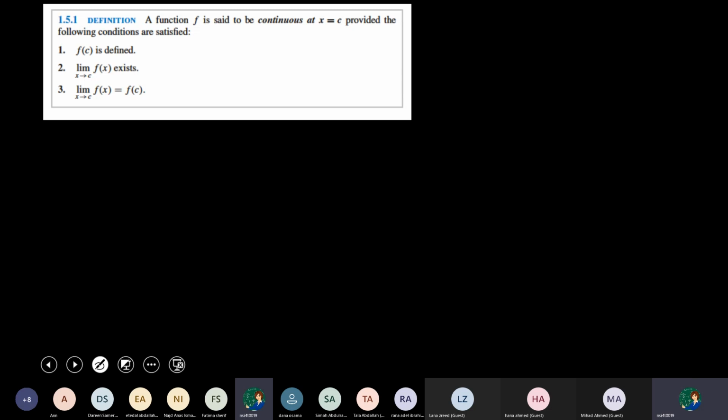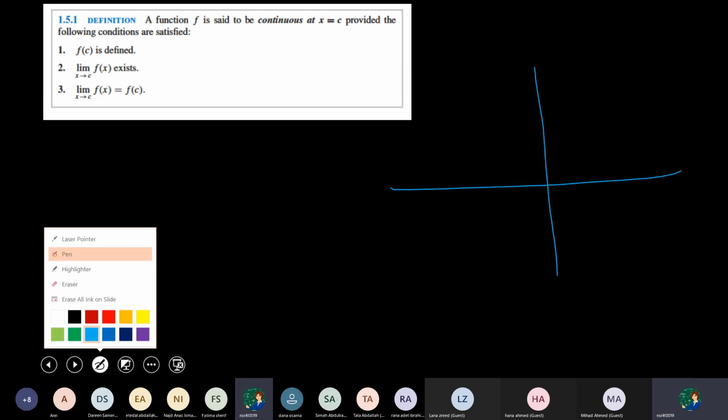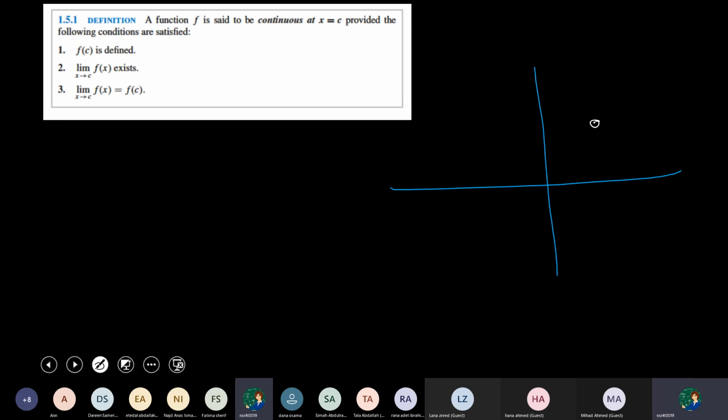I will repeat now. Look at this function here. If you have this function, here we have 1, 2, 3.